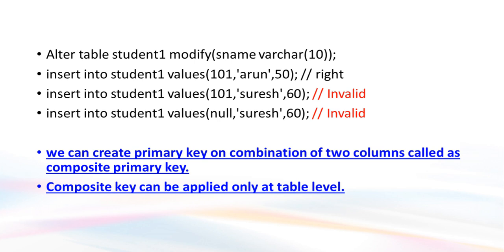A composite key can be applied only at table level, not at column level, because a composite key means we require at least two columns. So let me tell you, this is very important. What is a primary key? What is a composite key?